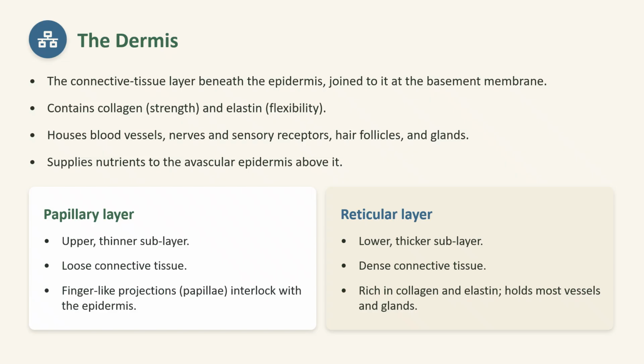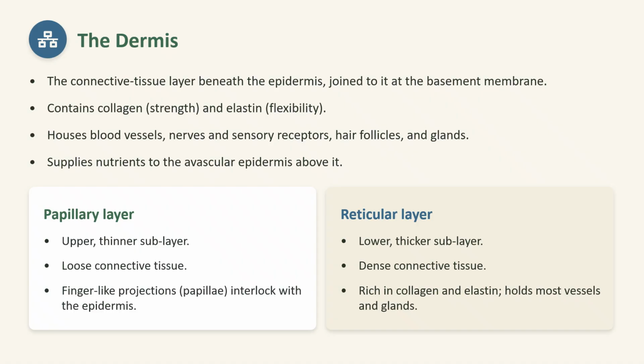The dermis is where the skin gets its mechanical properties. 2 protein fibers are responsible. Collagen gives strength and resists tearing, and elastin gives flexibility and lets the skin snap back after you stretch it. When we get to the aging slide, remember these 2 names, because their decline is exactly what produces wrinkles and fragile skin.